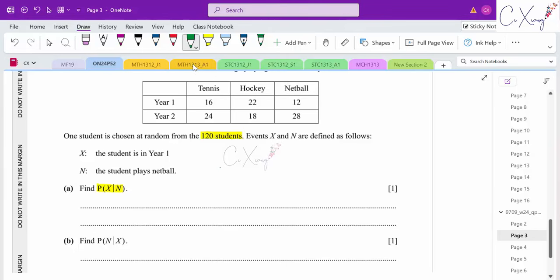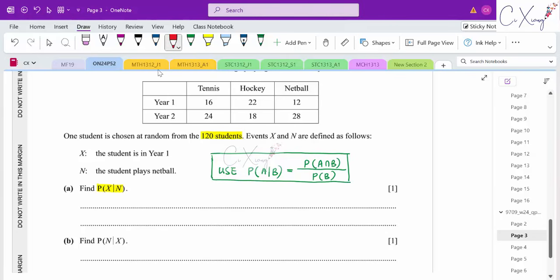Alright, so just to recall, what is the general formula for conditional probability? If let's say you're having A given B, that means B happens first, followed by A. So the general formula will be the probability of A intersect B divided by the probability of B. So this is the general formula for conditional probability. Now let's have a look at this one, X given N. Our general formula will be the probability of X intersect with N divided by the probability of N.